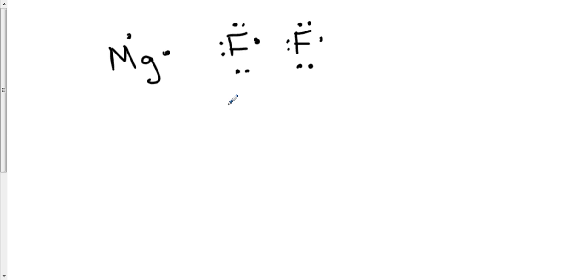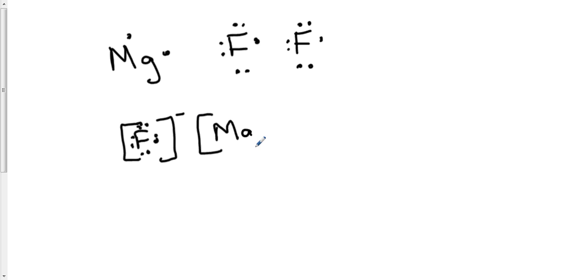So when I draw this one, I'm going to draw the ions. I'm going to start with the fluorine. Now remember, 1, 2, 3, 4, 5, 6, 7, 8. So it's gained an extra electron from what it had before. So it has a charge of -1. I'm going to put the magnesium in the middle because it gave away two electrons. It's going to have a charge of 2+, and another fluoride ion here.